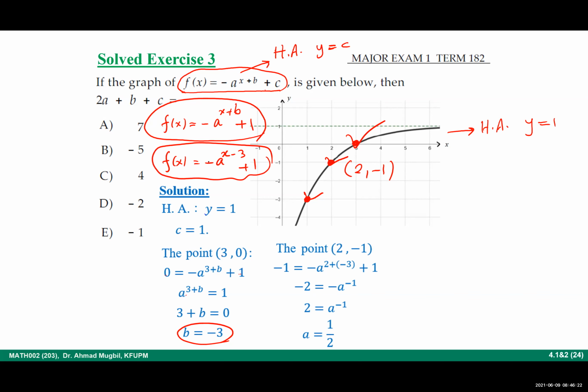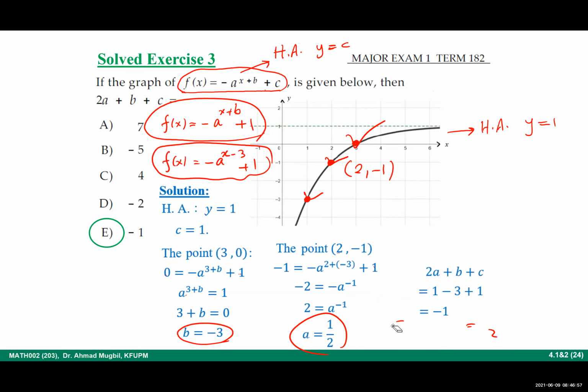So to find a, what do you need to do? Again, use this point or that point. So we use (2, -1). So it will be 2 minus 3, and of course this will be to the power -1. Move it here, it will be -2. Now multiply by -1, it will be positive. 2 equals positive a to the power -1. You know that a to the power -1 means 1 over a. 1 over a equals 2, which means a equals a half. So a is a half.